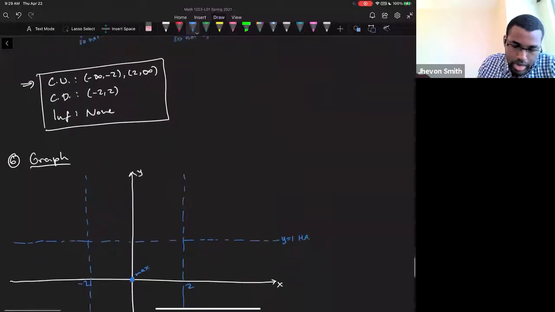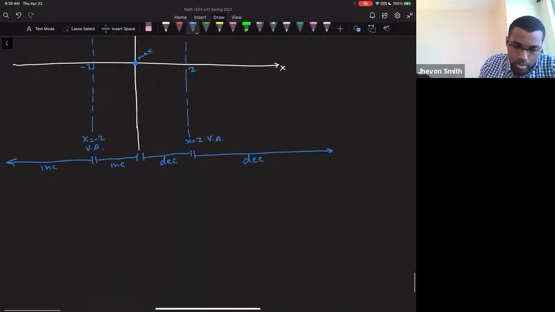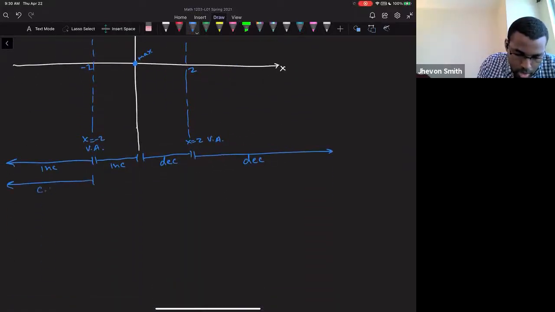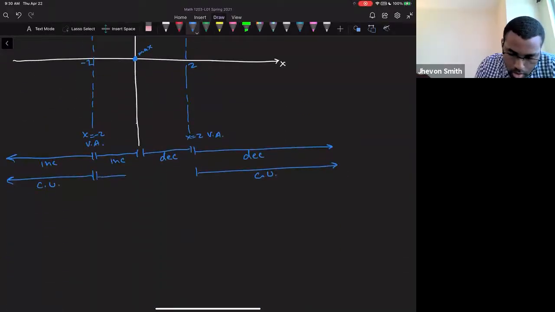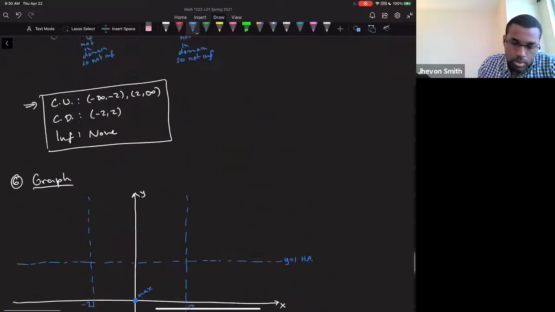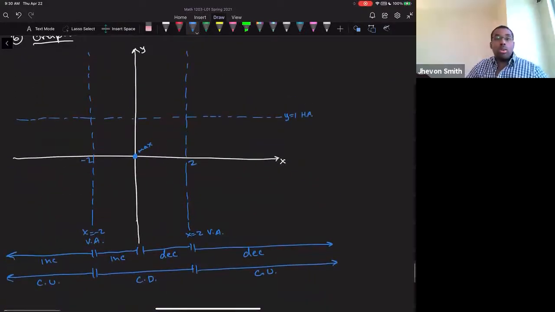Now we want intervals of concavity. I'm concave up from -infinity to -2, and then from 2 to infinity. So here, going back, I'm concave up. And here, going forward, I'm concave up. And I'm concave down in between those guys. There are no inflection points. So that's the whole graph.